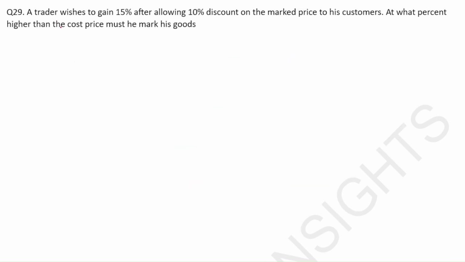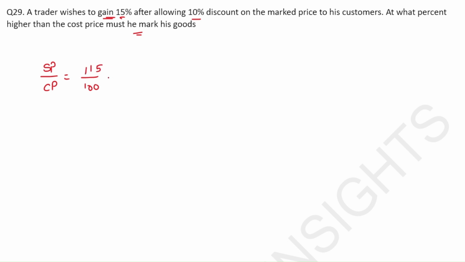Next question. A trader wishes to gain 15% after allowing a 10% discount on the mark price to his customers. At what percent higher than the cost price must he mark his goods? So we have to find the percentage higher than the cost price, okay? So that he gets a 15% profit after allowing a 10% discount. When we're talking about gain percent, we're talking about selling price by cost price. So if the cost price is 100, then the selling price will be how much after addition of 15% gain? So that it will be 115.